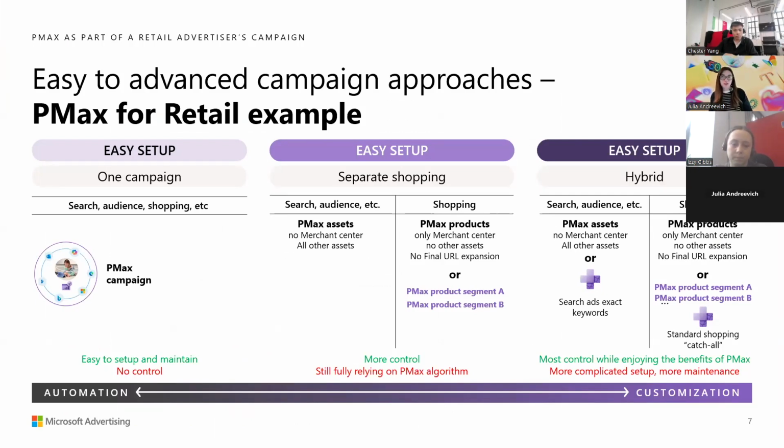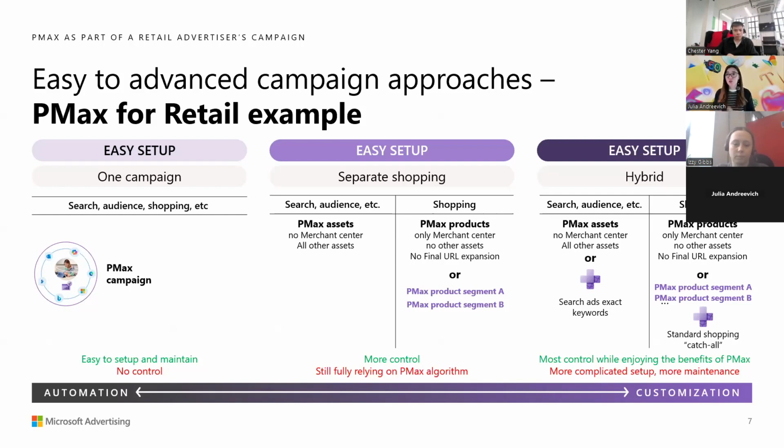And before we move to the demo, I wanted to provide you with some examples of how your Performance Max strategy can be implemented with other campaigns for a retailer customer. So again, if you are just after full automation, you're a small advertiser, just one Performance Max campaign would be more than enough. And you can provide it with all types of assets, so text, image, and product feed, and it will focus on driving performance within your budget.